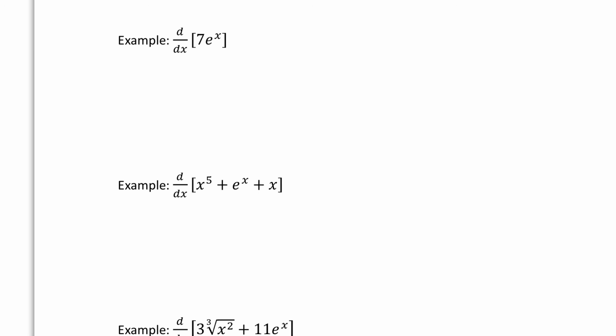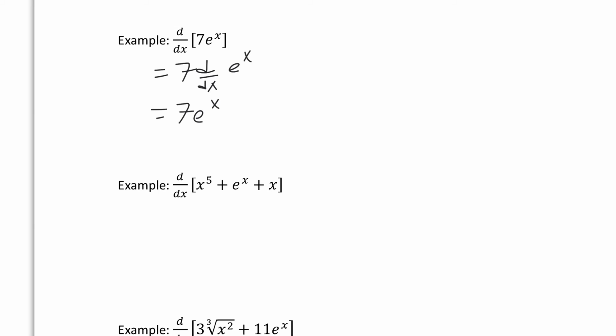So let's try the derivative of 7e to the x. Well, the 7 is just a constant, so we can write that out in front. And the derivative of e to the x is simply e to the x. So just 7e to the x.